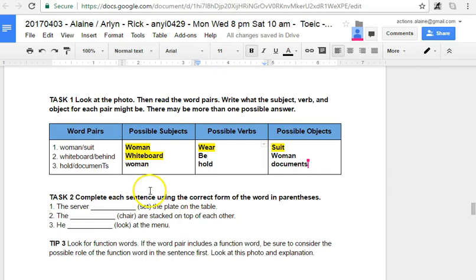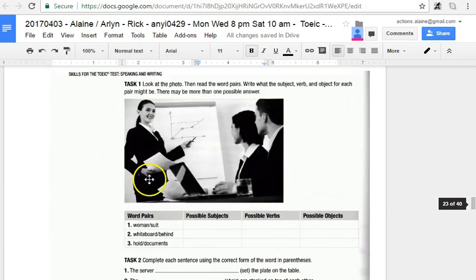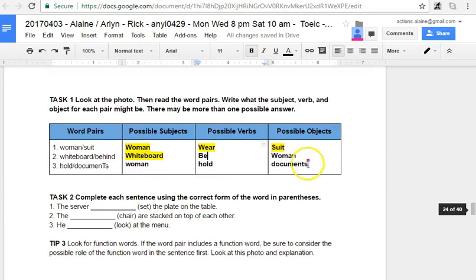So again, what is your English construction for number two? Whiteboard is behind the woman. Whiteboard is behind the woman. Could you, sorry, I'm so sorry, my dear. Could you please try to rephrase your sentence? I want you to elaborate further your answer.